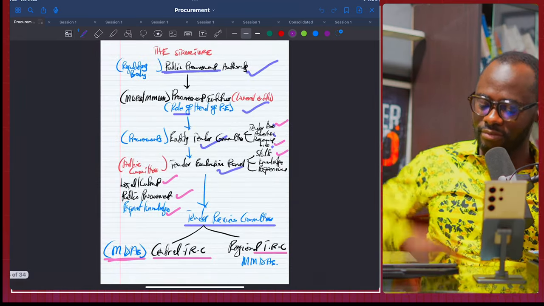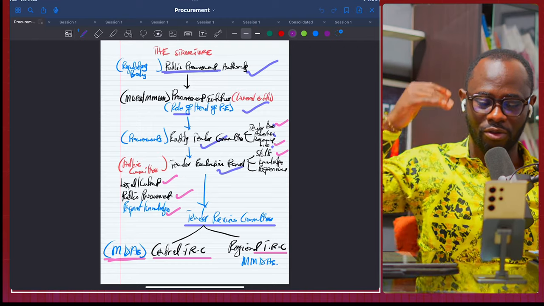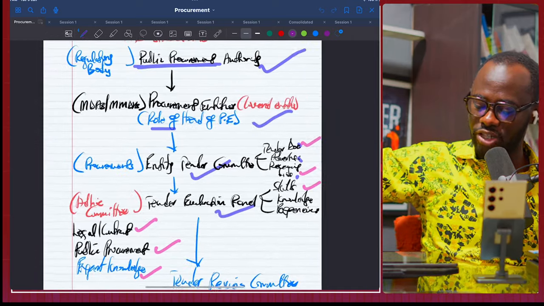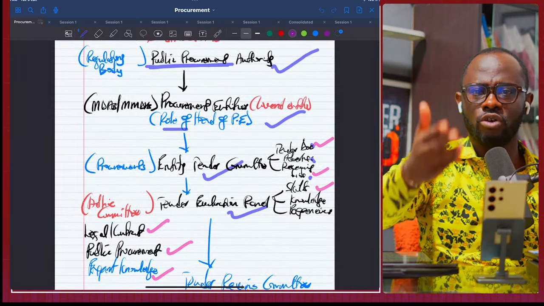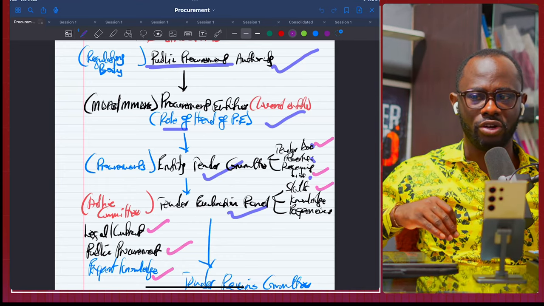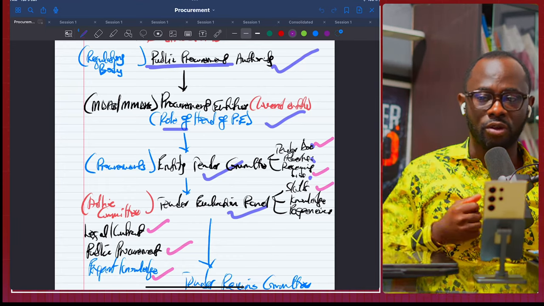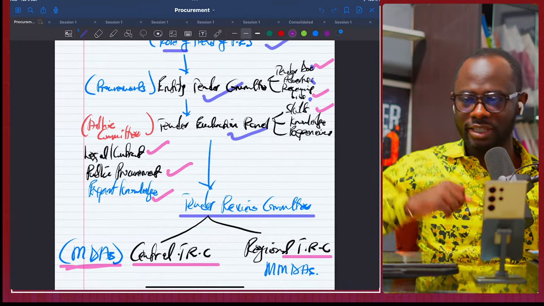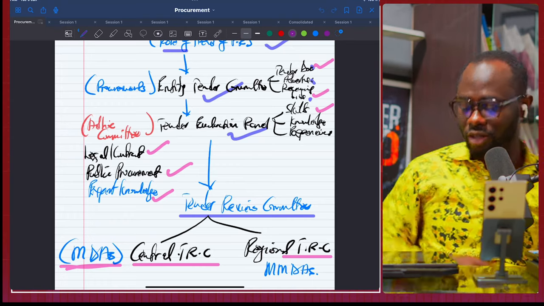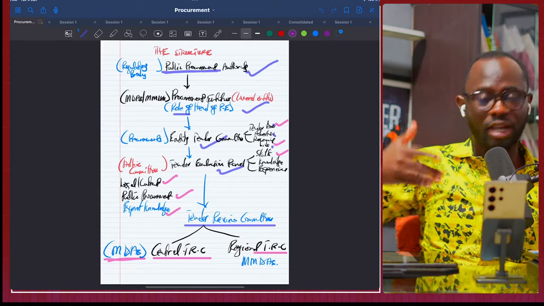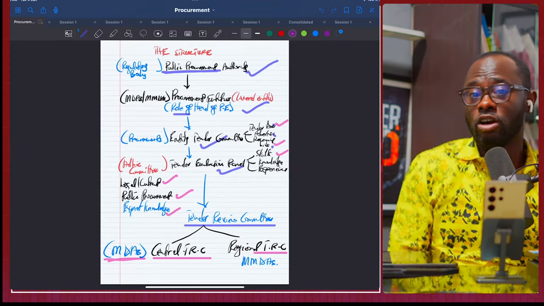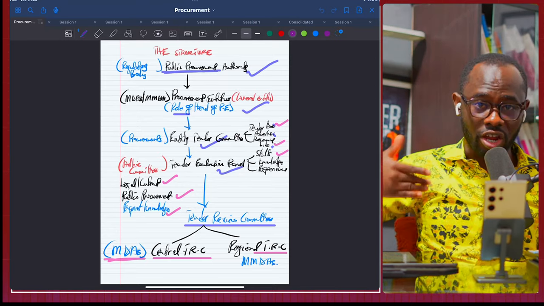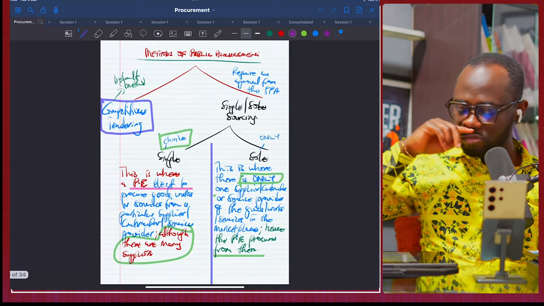But the first thing has to do with the structure of public procurement. The examiner can bring a question on the structure, where he will ask you: what are the roles or duties of the public procurement authority? What are the roles of the head of a public procurement entity? What are the roles of the entity tender committee, or the tender evaluation panel, or the tender review committee? He has done that a couple of times. Then we go to the methods.